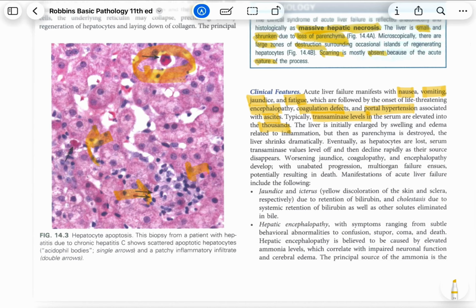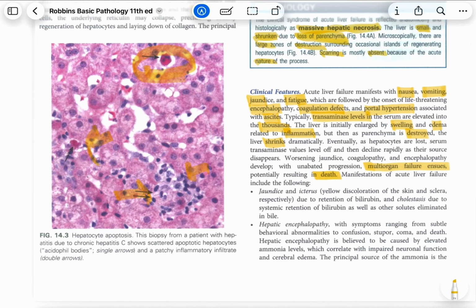Okay, so the liver is initially enlarged by swelling and edema due to inflammation, but then the parenchyma is destroyed, and then the liver shrinks dramatically. Eventually, the hepatocytes are lost and serum transaminase levels off and then declines because their source also disappears. Okay. Now, worsening jaundice, coagulopathy, and encephalopathy develop with unabated progression. Multi-organ failure ensues and potentially results in the death of the patient.